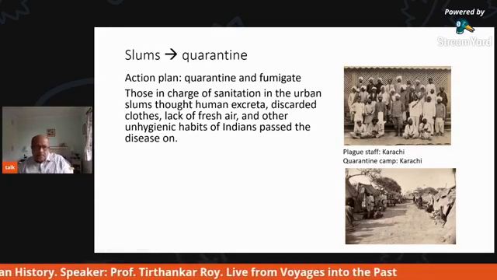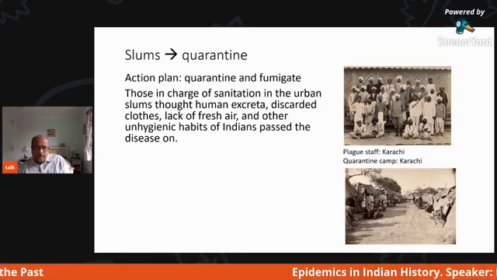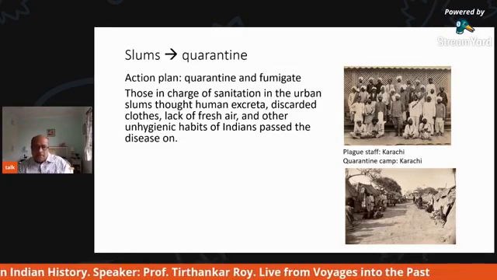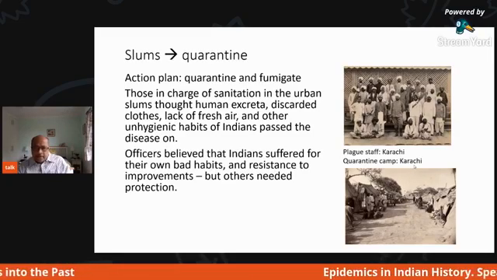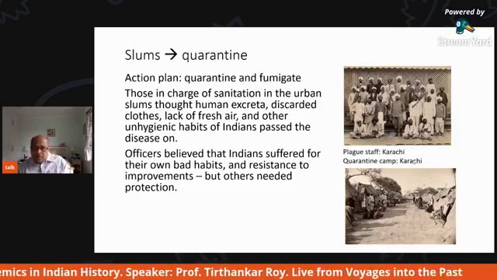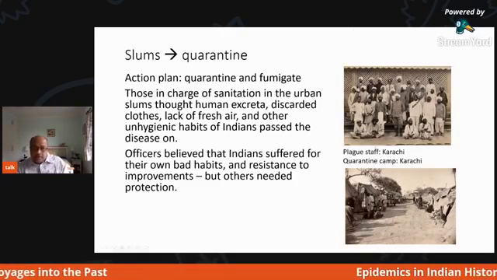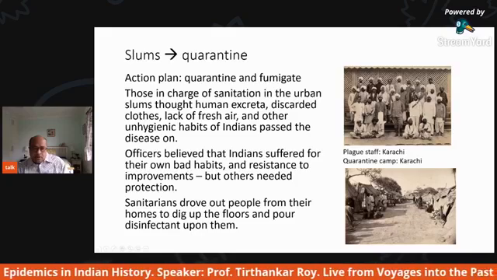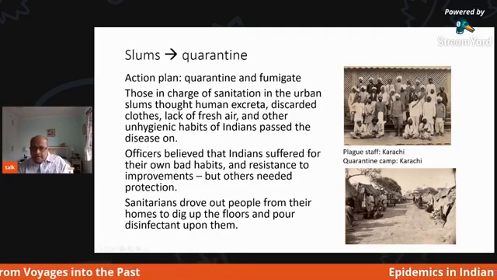Those in charge of sanitation in the urban slums thought that human waste, discarded clothes, lack of fresh air, unhygienic habits of Indians would pass the disease on. So of course, all of these beliefs kind of confirmed another belief that Indians basically had very unclean habits. And they also were very traditionalist, so they resisted modern movements, modern science. But then, these people have brought on the disease on themselves because they are so unhygienic. But the others needed protection. Europeans and richer people needed protection. So you have to go through with this anyway. So this army of sanitary staff drove people out of their homes, often dug up their floors, and poured disinfectant upon them, all on the assumption that that's how you control the disease.